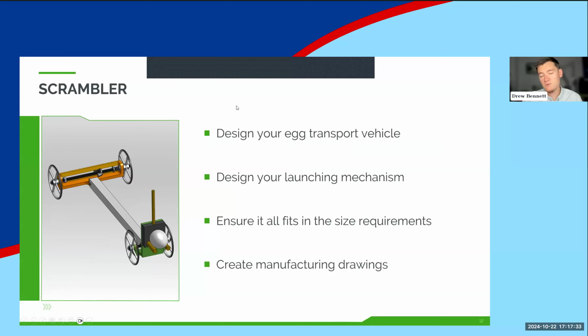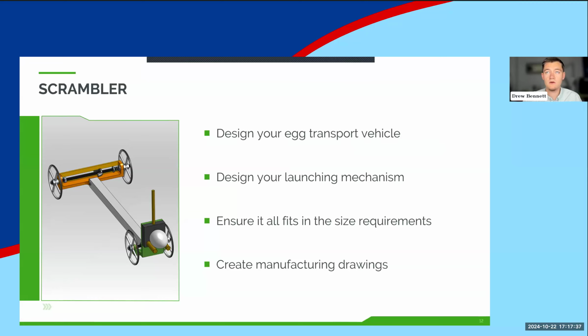Scrambler. This one's pretty similar, but of course there's no actual electronics involved. This one is purely mechanical, and the potential energy of the launching mechanism is the key to this event. So here are some major thoughts on how you can use OnShape for this event. Of course, you can use it to design your egg transport vehicle like we've done here. You can also use it to design your launching mechanism.